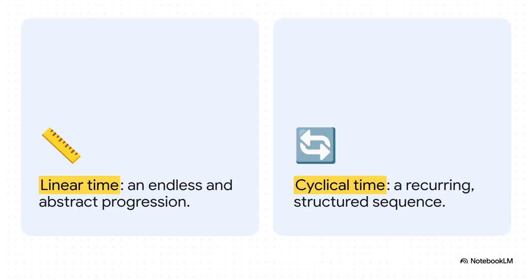Just think about the stark contrast between these two models for a moment. On one hand, you've got linear time. It's rigid, it's endless, and it's totally abstract. But on the other hand, you have cyclical time, which is predictable, recurring, and structured. By shifting how we teach from a straight line to a cycle, we're immediately handing these learners a framework that they can actually observe in their real lives.